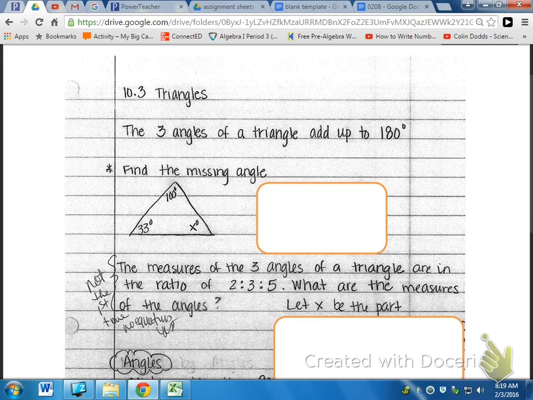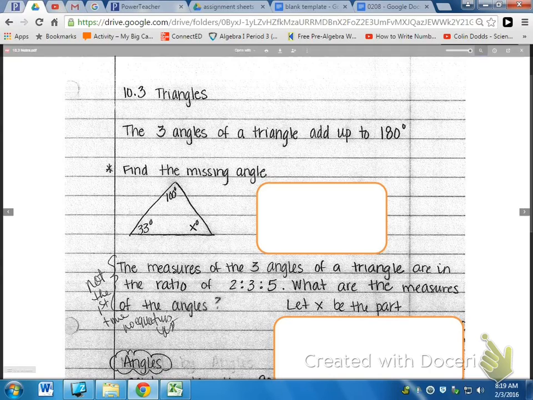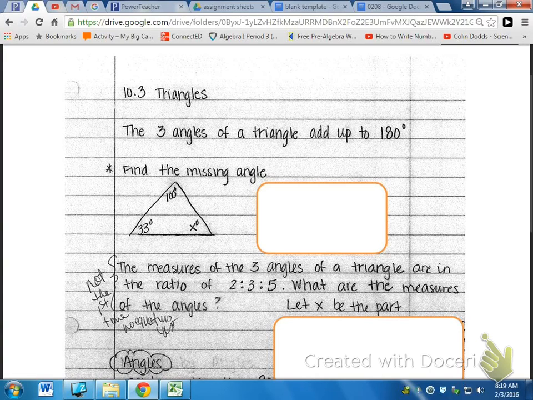Lesson 10.3 is entitled Triangles. So we're talking about triangles a couple of different ways. First thing is measures of the angles of a triangle. And the three angles of a triangle always add up to 180 degrees.